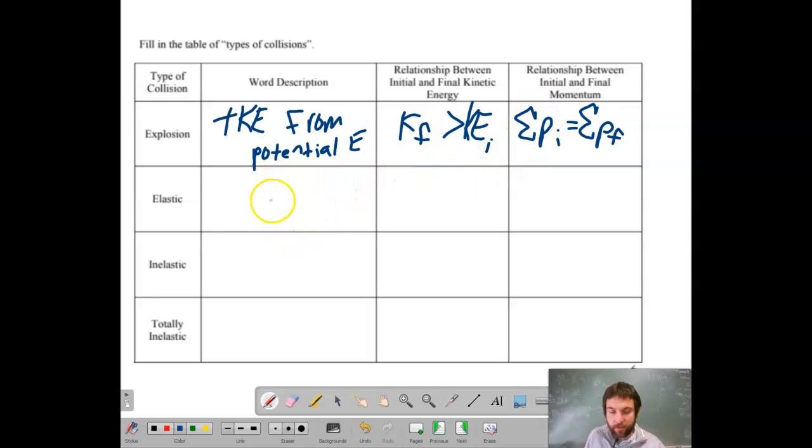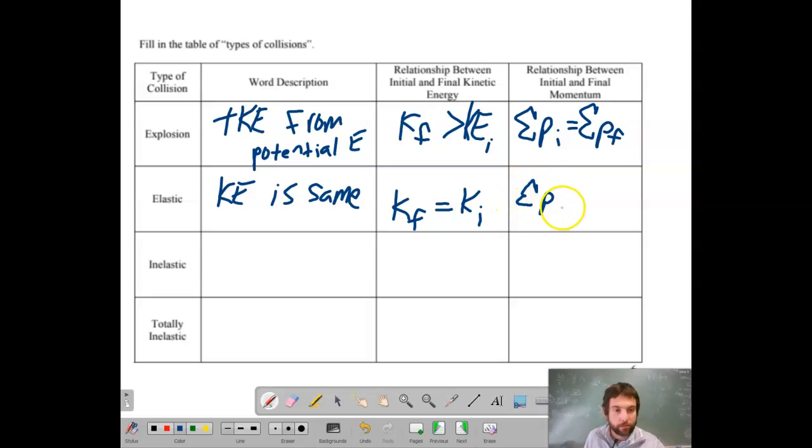For an elastic collision, we're going to keep all kinetic energy. So kinetic energy is the same. This is really for perfectly elastic. Relationship between initial and final kinetic energy: Kf is going to be equal to Ki. And then the relationship between the initial and final momentum, it's conserved. So, same thing. All of our momentums in the beginning have to equal all of our momentums in the end.